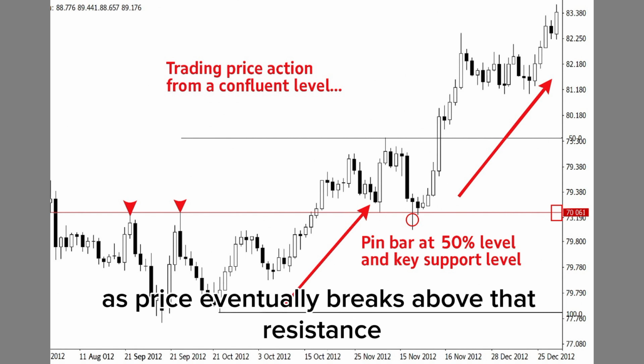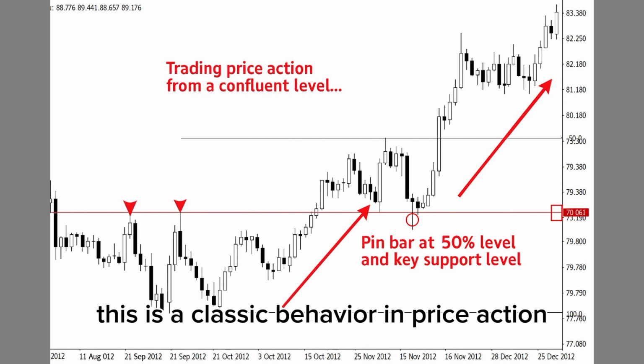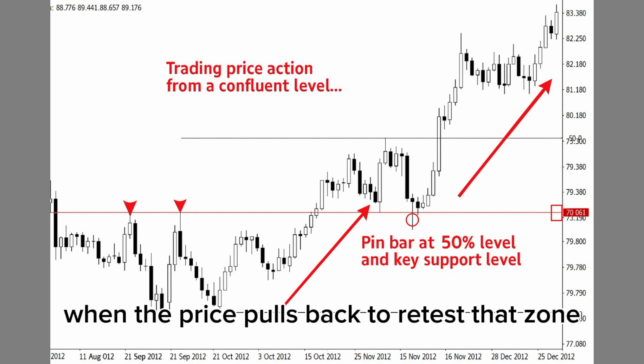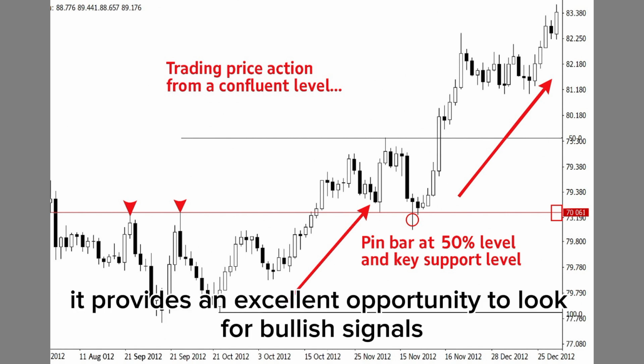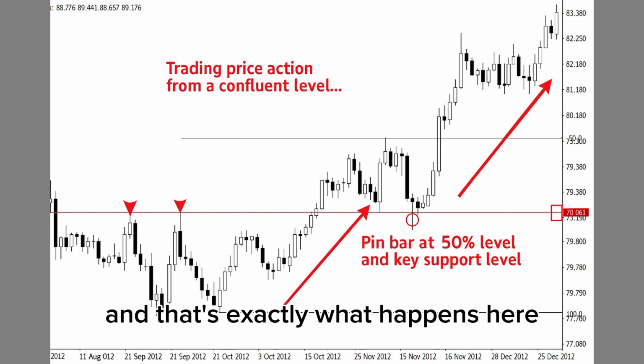As price eventually breaks above that resistance, it begins to retest the same level as new support. This is a classic behavior in price action. Once resistance is broken, it often flips into support. When the price pulls back to retest that zone, it provides an excellent opportunity to look for bullish signals, and that's exactly what happens here.